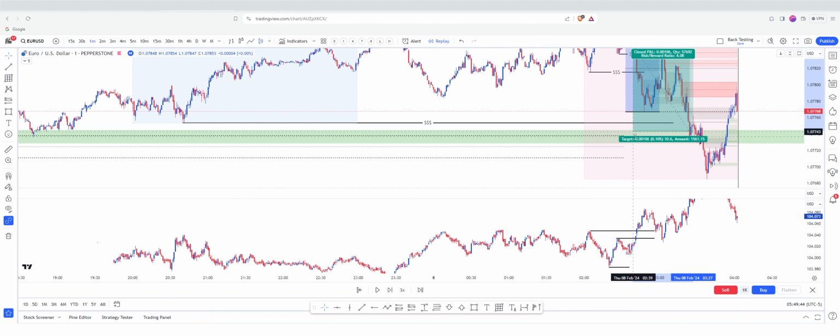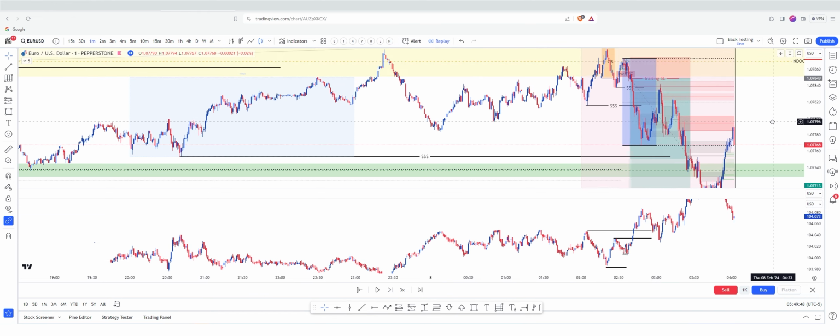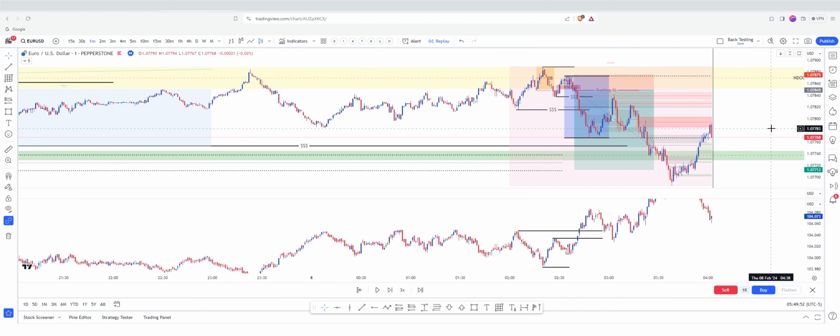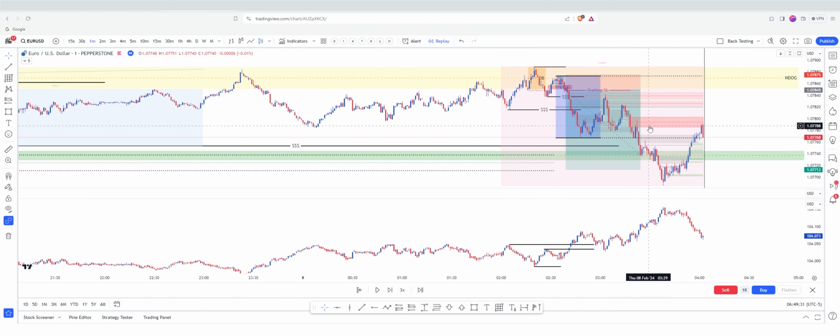That's macro number one. I mean, if you were targeting the opposing macro, there's a potential 5R on the table here. Really zero stress trade. So there we go. That was the trade from this morning's first macro in the London session.